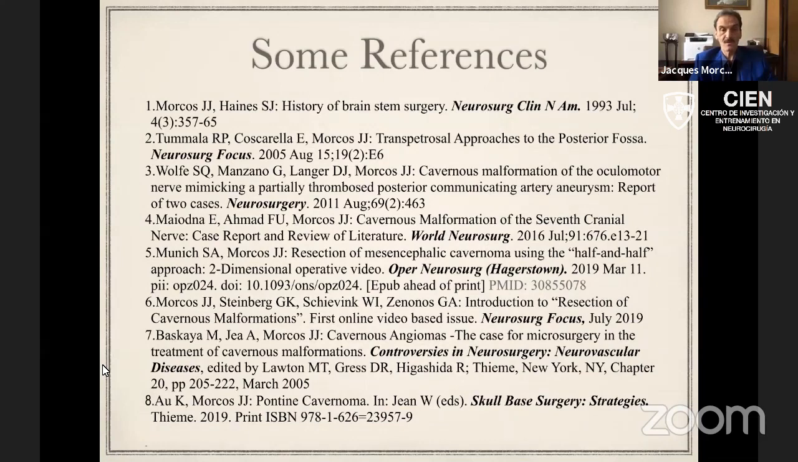Some references from our place related to brainstem cavernoma, if you're interested.